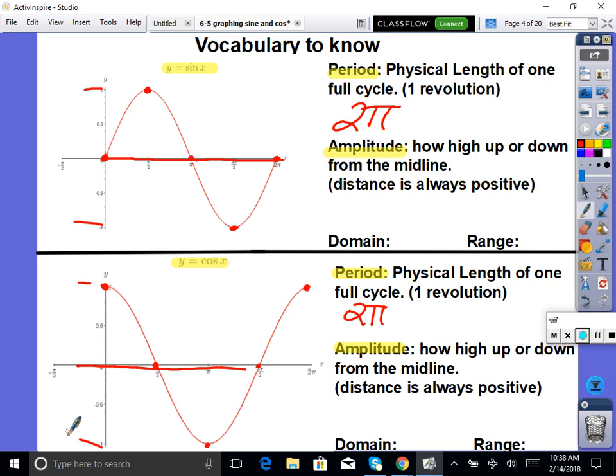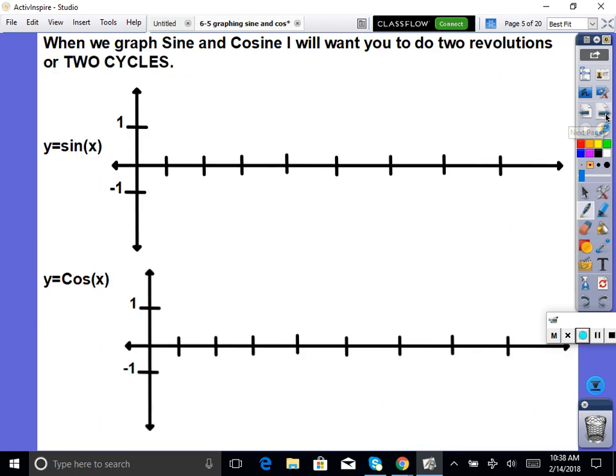Domain for sine and cosine is negative infinity to infinity, and the range is negative 1 to 1, including negative 1 and 1. Do we know what a period is? Do we know what amplitude is? One full cycle. Yep, okay. So you're not going to take notes here.